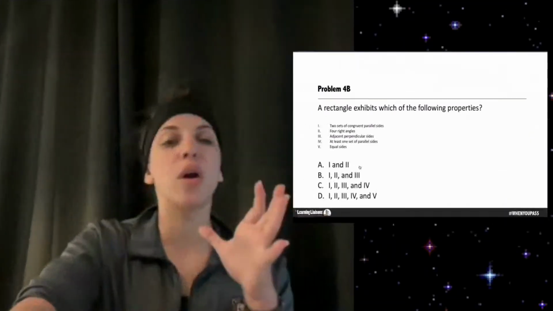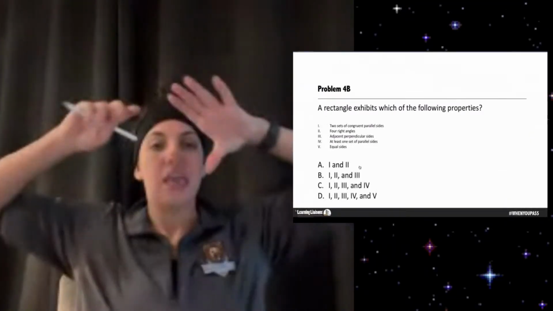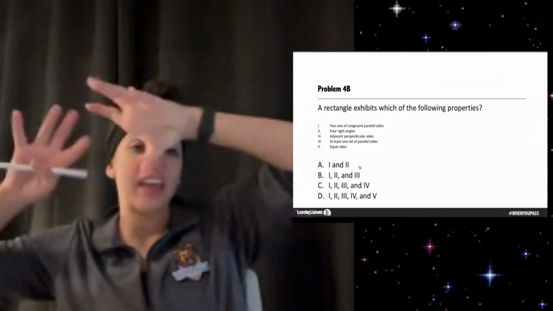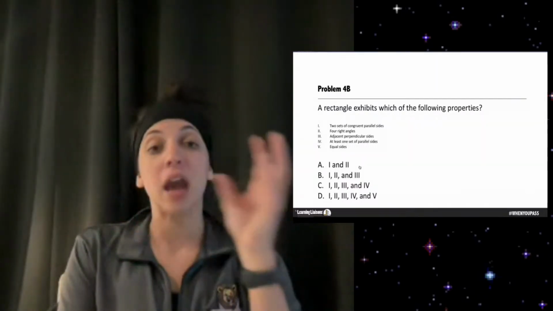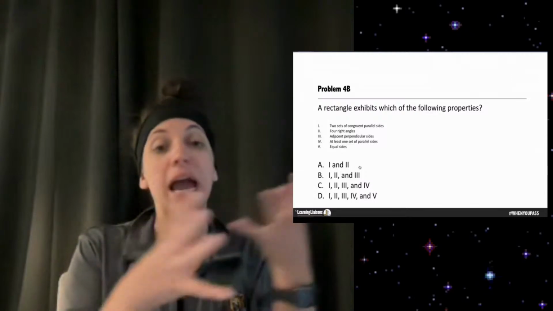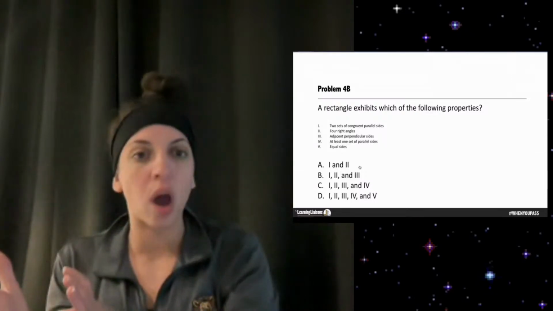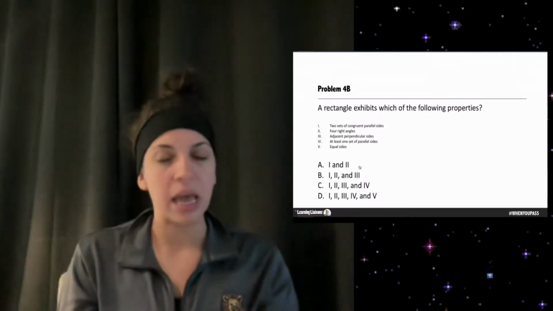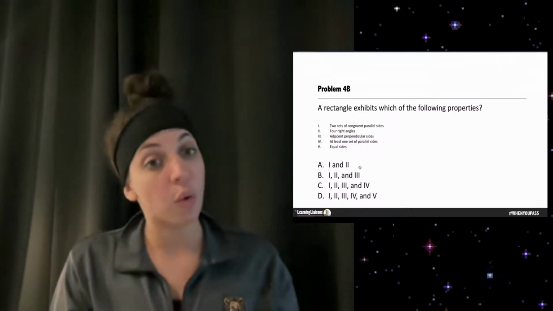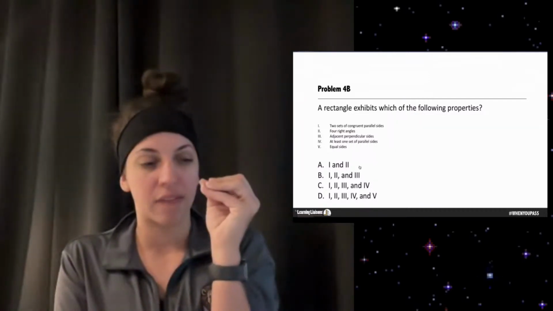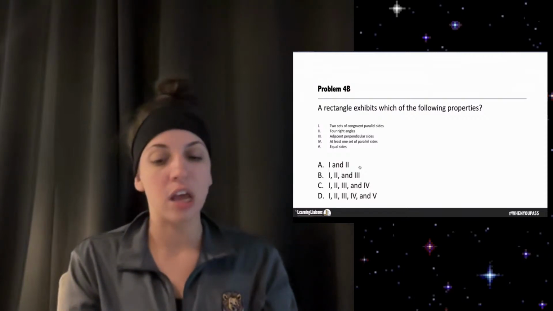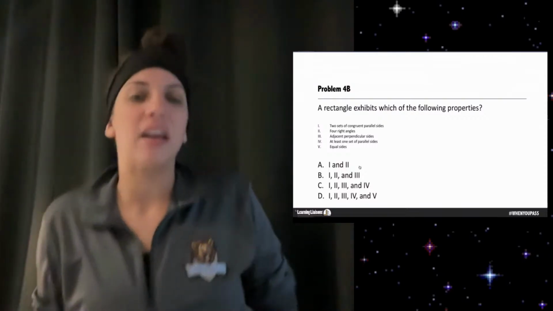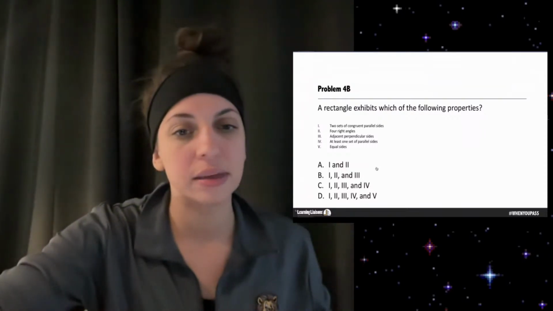So the format of this question, where it gives you 1, 2, 3, 4, 5, and then you have to really dissect that, is a common type of problem when we're discussing quadrilaterals or properties of shapes. And it can be overwhelming to really dissect that information and figure out what is correct and what isn't correct. So let me show you how I process through this.